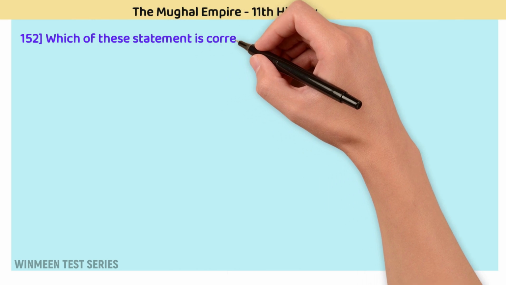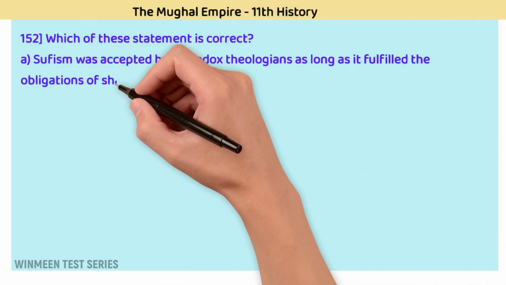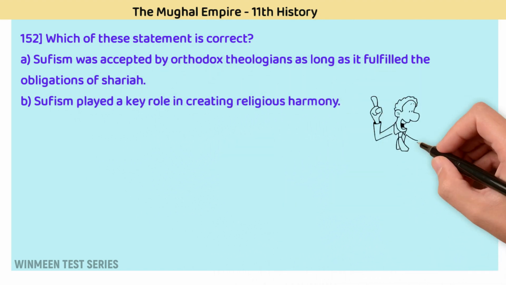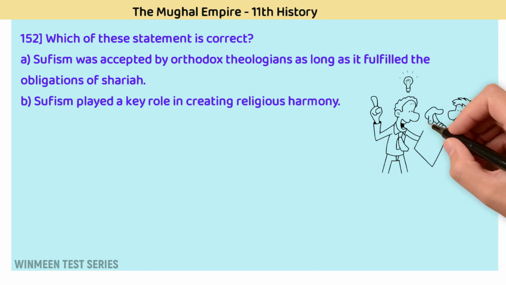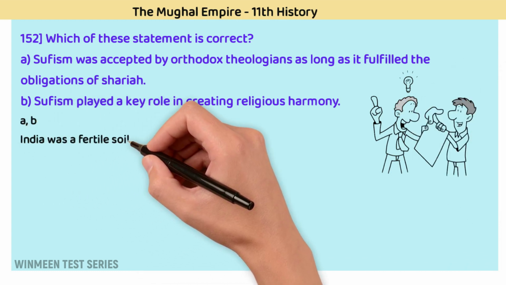Question number 152. Which of these statements is correct? Sufism was accepted by Orthodox theologians as long as it fulfilled the obligations of Sharia. Sufism played a key role in creating religious harmony. The answer is both the statements are correct.